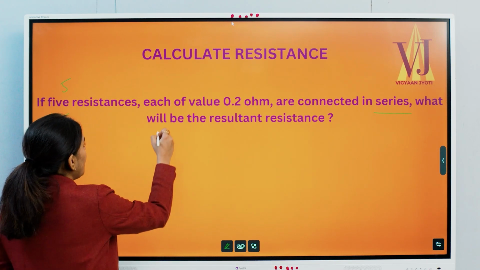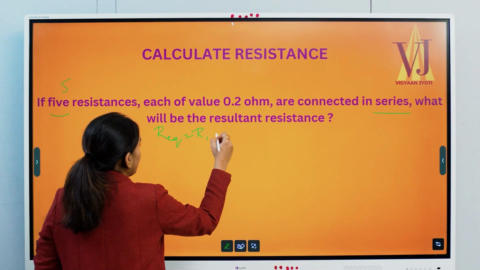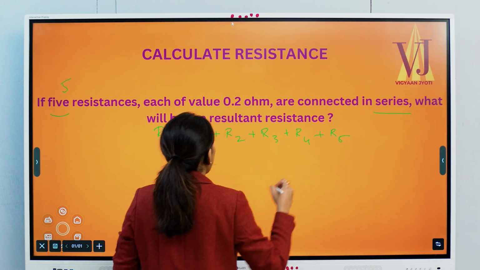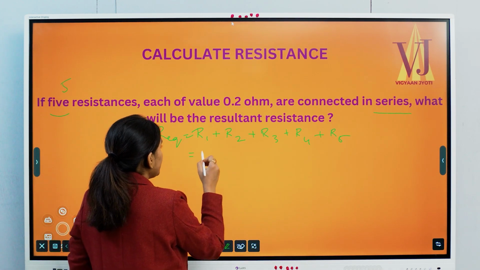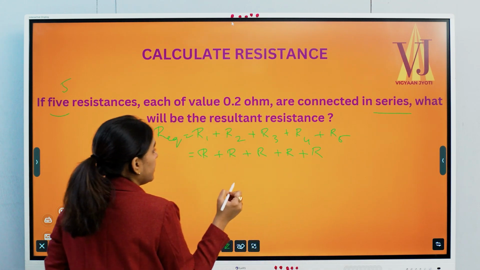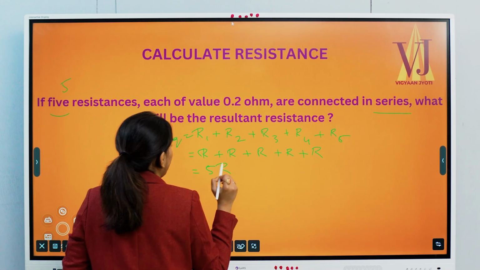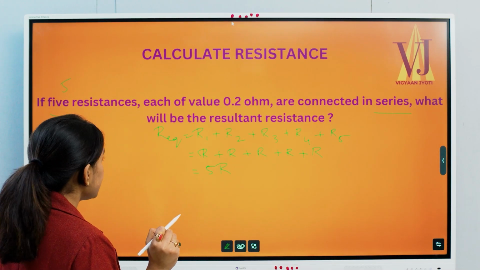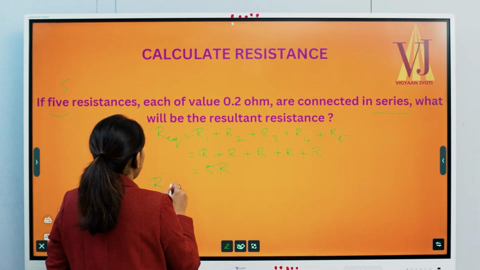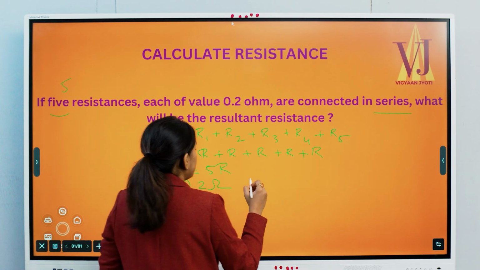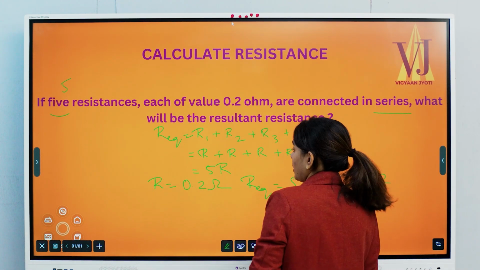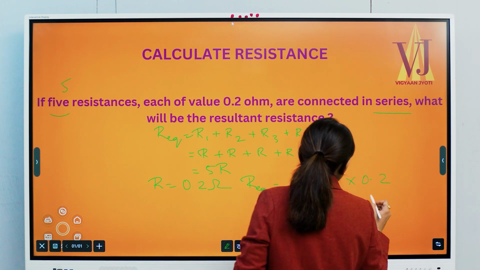We know that equivalent resistance is equal to R1 plus R2 plus R3 plus R4 plus R5. Since all of the resistors are the same, we can replace it as R plus R plus R plus R plus R. How many R's? 5 R's in total. In this question R's value is 0.2 ohm. So my total equivalent resistance will be 5R, that means 5 into 0.2, that means 1 ohm.